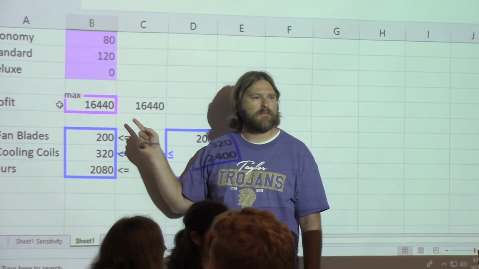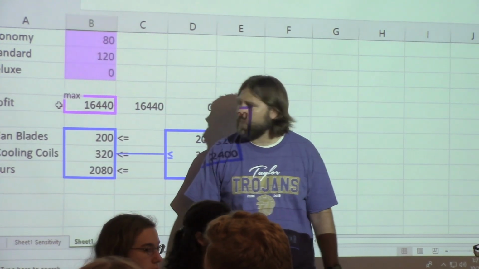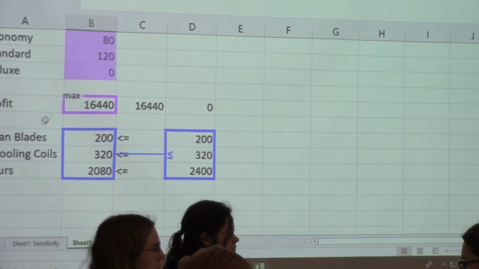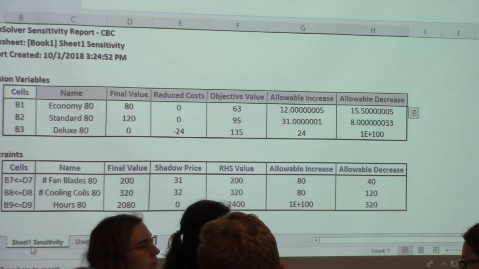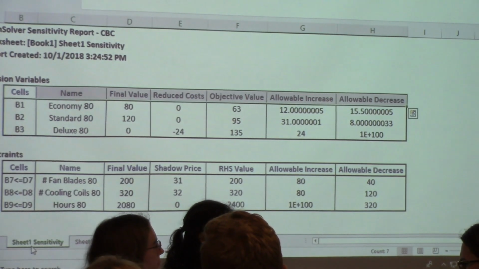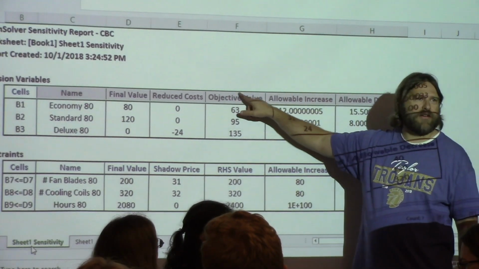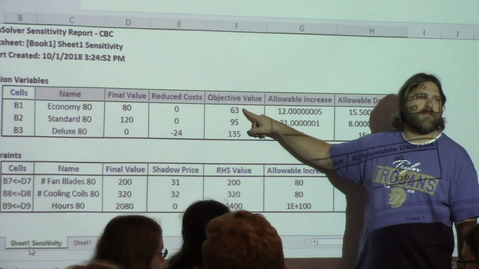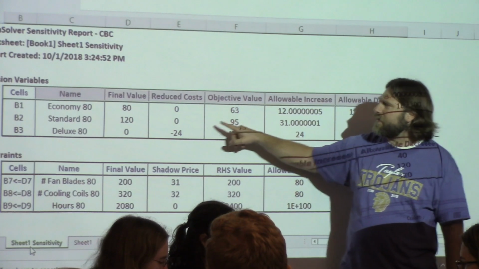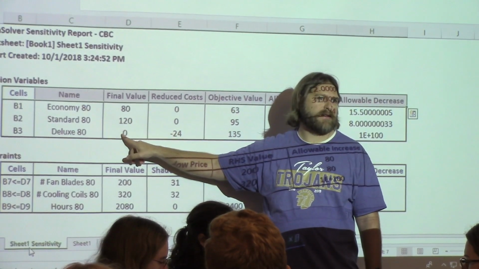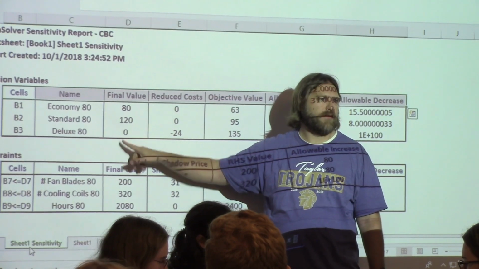So the objective value on the other sheet was just the coefficients in the objective function? Yes. Okay. Thank you. I didn't realize you were referring to this column here. Yes, so this is the coefficients in the objective function. And this is the value of the variables that maximize our objective function.